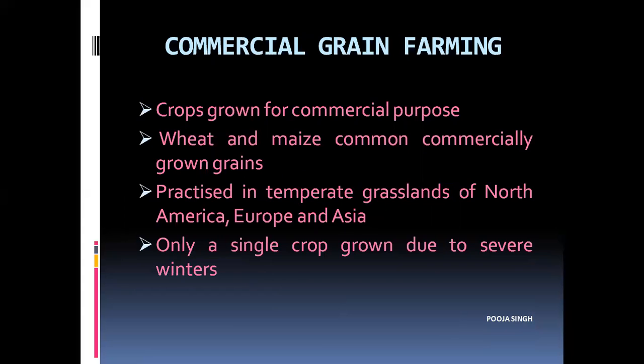Commercial grain farming. In commercial grain farming, crops are grown for commercial purpose. Wheat and maize are common commercially grown grains. Major areas where commercial grain farming is practiced are temperate grasslands of North America, Europe, and Asia. These areas are sparsely populated with large farms spreading over hundreds of hectares. Severe winters restrict the growing season and only a single crop can be grown.